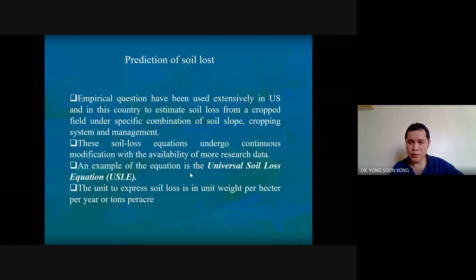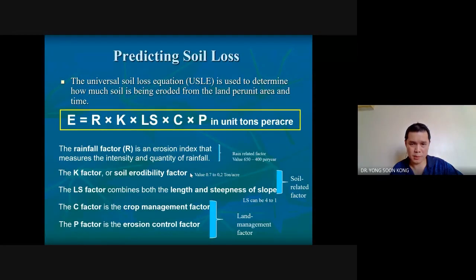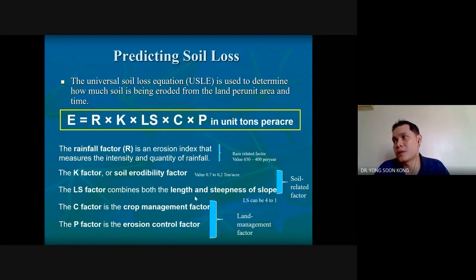Okay, prediction of soil loss. This one I'm not going to talk too deep about. I will just skip through. So this is the formula. Now, this soil loss prediction model, I don't think is so applicable to us. Because this model is developed by the USDA, if I'm not mistaken, the US Department of Agriculture, because they have very vast pieces of land, and their farmers actually need to realize what happened to the soil.